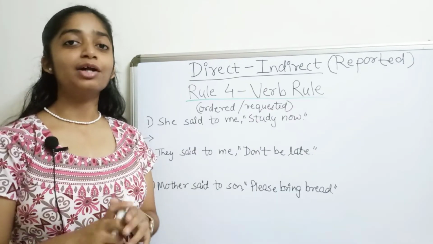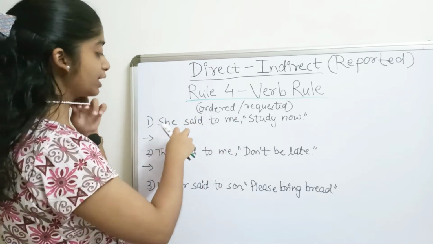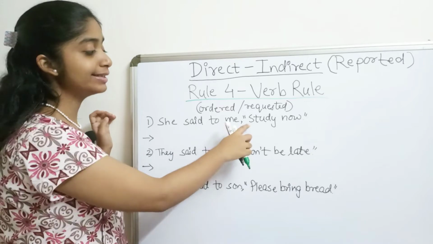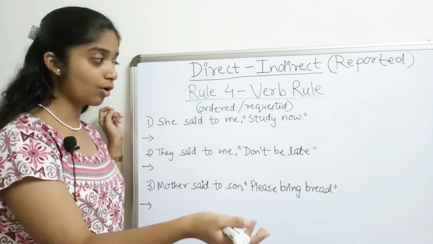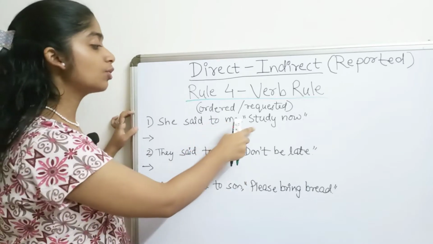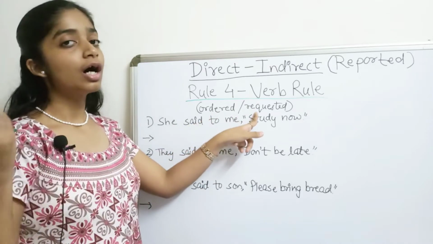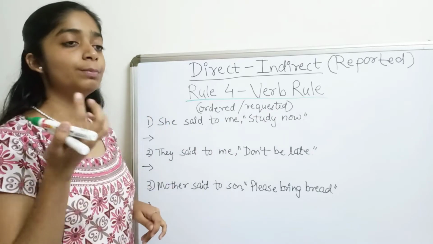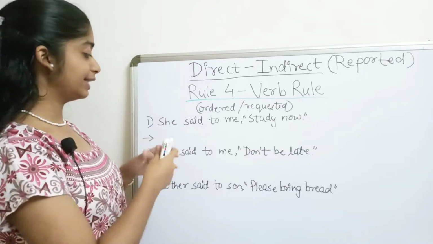Let us now have a look at rule number 4, the verb rule. The verb rule says whenever we spot a sentence in which, after the inverted commas, the sentence starts with a verb directly. We are saying this to someone of course, but we do not mention that person. So it directly starts with the verb. It is either an order or a request. We are ordering someone do this, or we are requesting someone please do this. That's the difference.